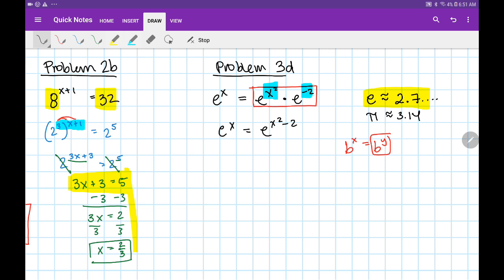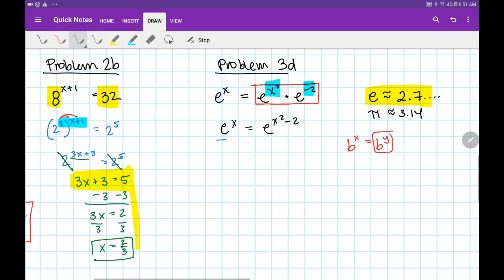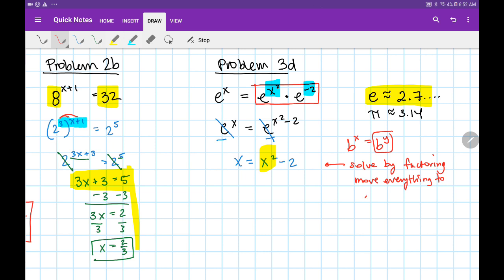Now, look at the left, look at the right. We have our bases already in common, so we can set our exponents equal to each other and do our algebra from there. Notice that we have an x squared. That means that we're going to need to factor this, right? Solve by factoring. But before we factor, we move everything to the same side. Right? Set it equal to 0 so that we can factor and solve.